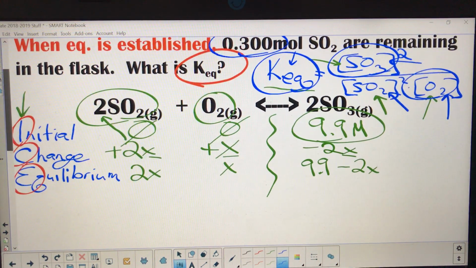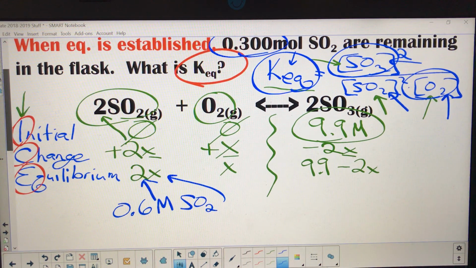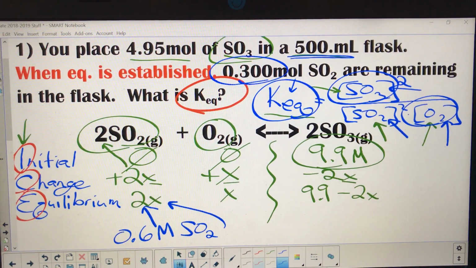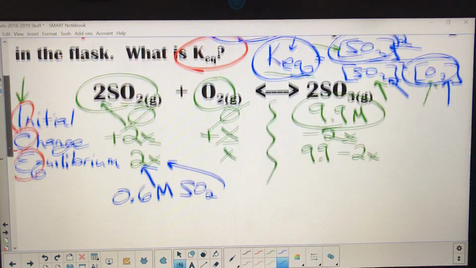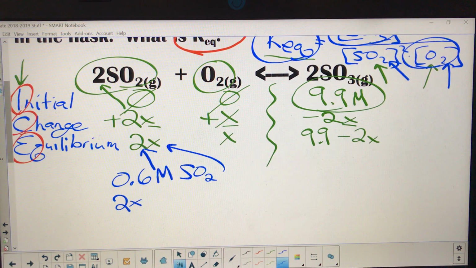So at equilibrium, that means that we have 0.6 molar SO2, again 0.3 moles over half a liter. That's how we get that. So if we know SO2 is 0.6 molar at equilibrium, well, that equals 2x. There's our equation. We know that now 2x equals 0.6.